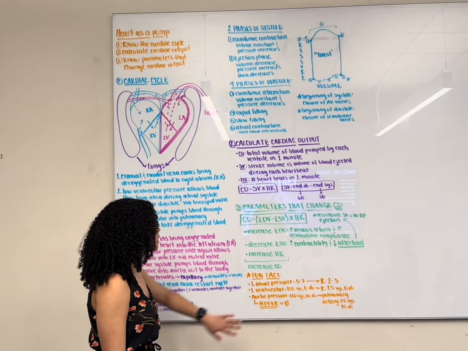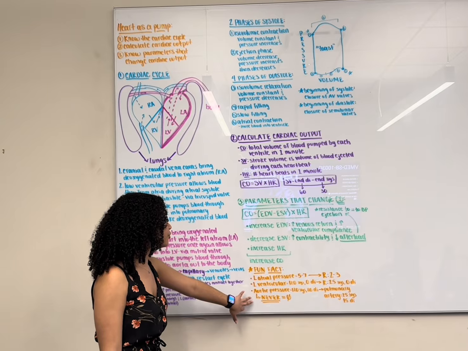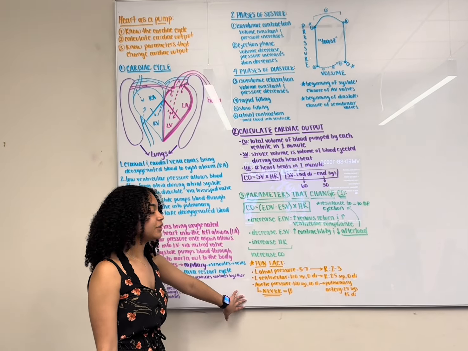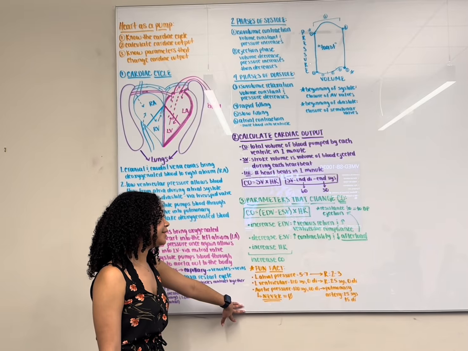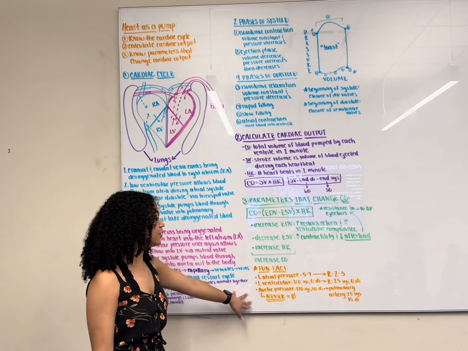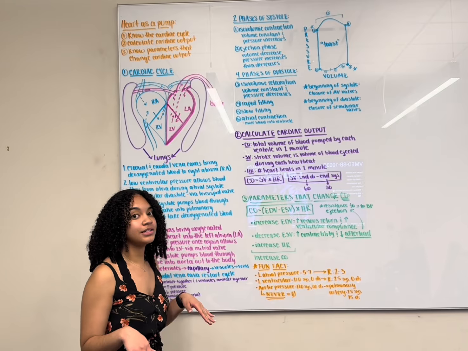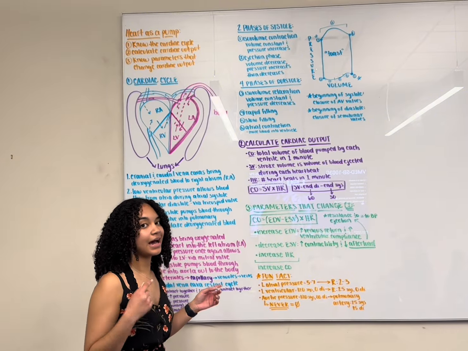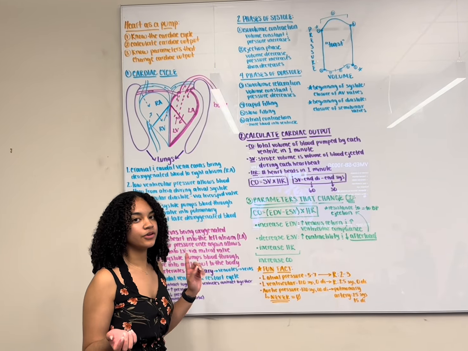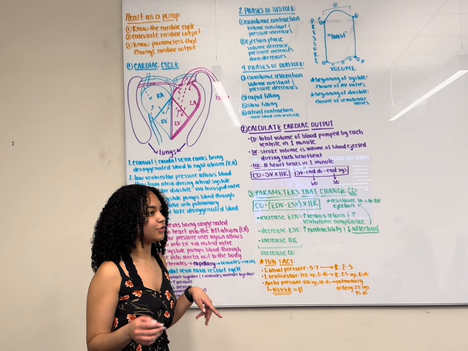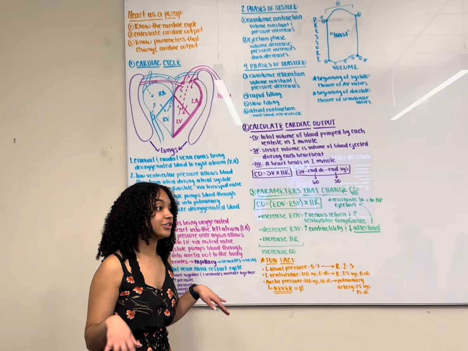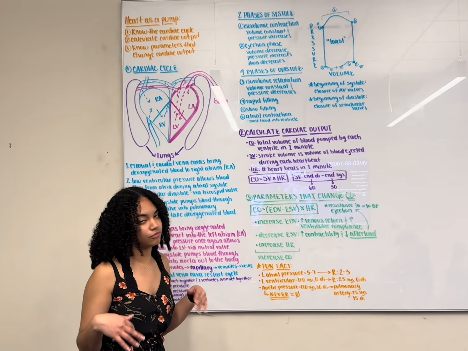And then the last thing that I wanted to cover were these pressures. I'm not sure if he wants us to memorize them, but I put them here just in case. So basically the important part to know is that the left side of your heart is going to be the high pressure side. The right side is the low pressure side. So if you're in a multiple choice question and you're in doubt, left high, right low.